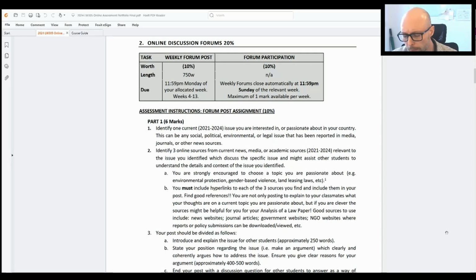So it can be any issue: social, political, environmental. You can be looking at land law. You can be looking at sea level rise and climate mitigation strategies. You can look at anything.